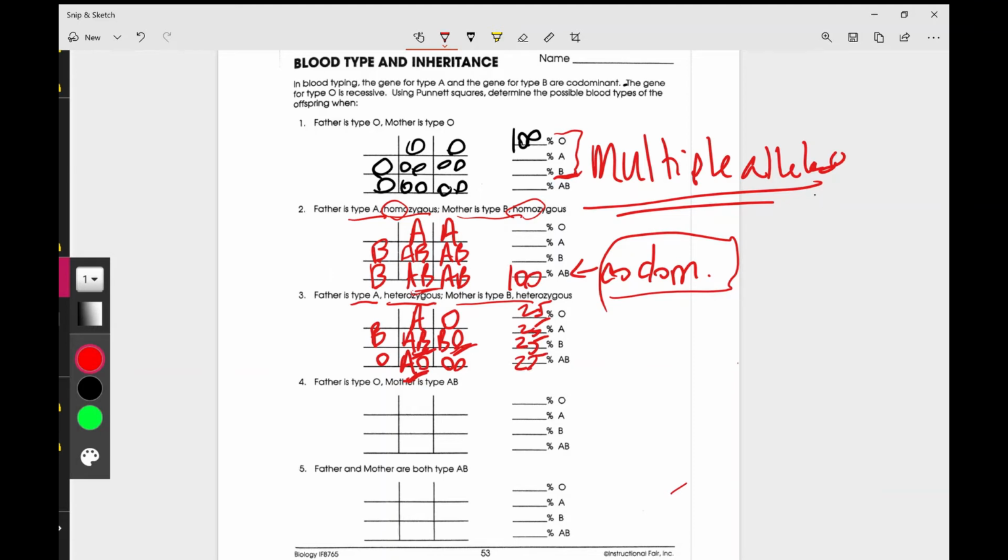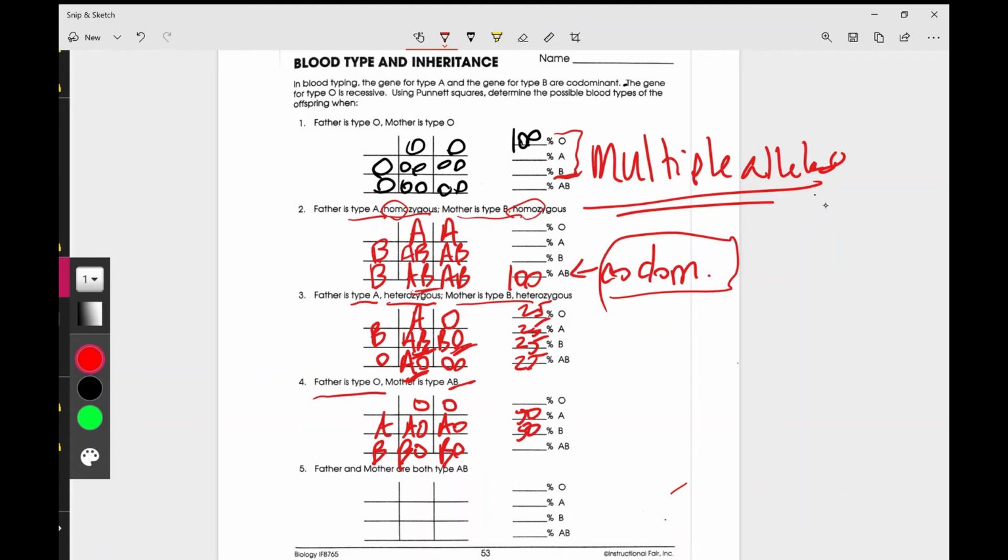Okay. Next one is father is type O. It doesn't have to say homozygous because type O is always going to be OO. Mother is type AB. Again, it doesn't have to say homozygous or heterozygous because that is the blood type with the two alleles that we need. We're going to have AO, AO, BO, and BO. So it is 50% chance to be A blood, 50% chance to be B blood.